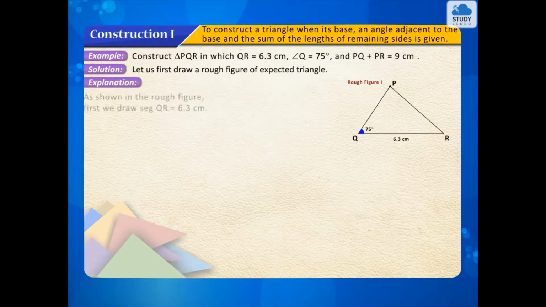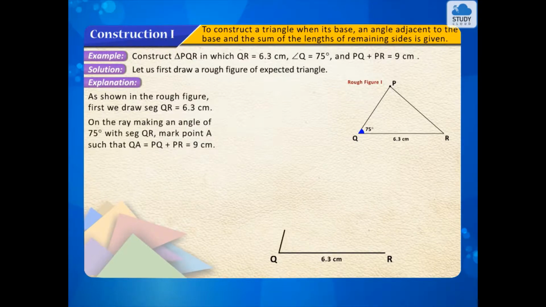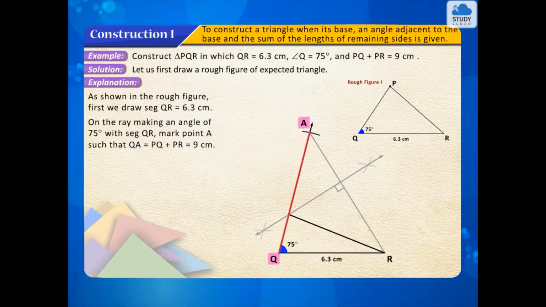Explanation. As shown in the rough figure, first we draw segment QR equal to 6.3 cm. On the ray making an angle of 75 degrees with segment QR, mark point A such that segment QA is equal to segment PQ plus segment PR, which is equal to 9 cm.